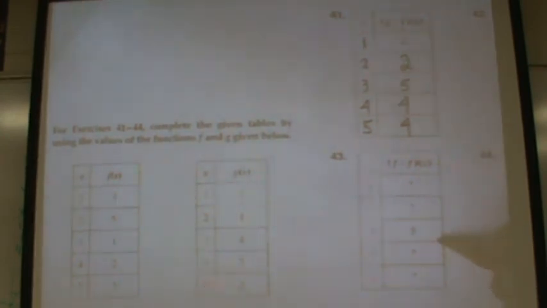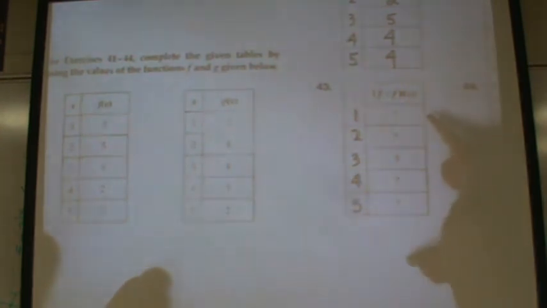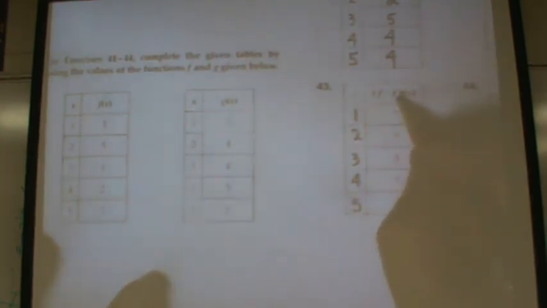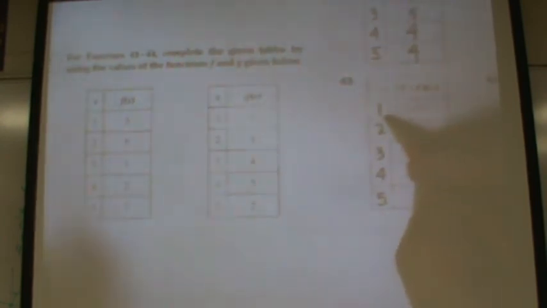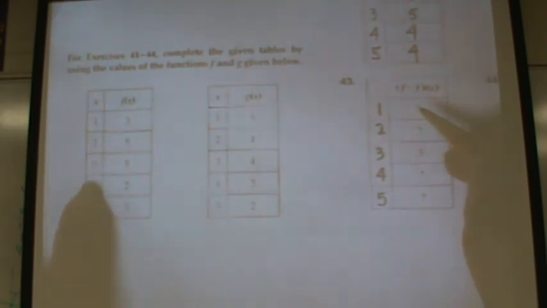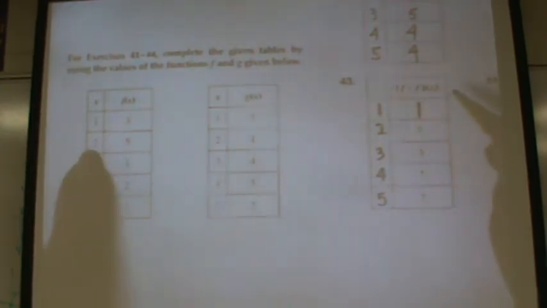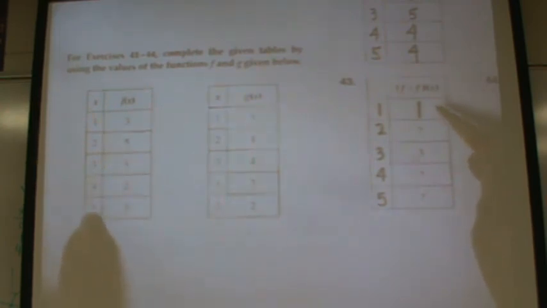We're going to move down to 43. This is saying f of f of x, and the numbers are 1, 2, 3, 4, 5. So we're going to plug 1 into the f function, and then the result goes back into the f function. So if you plug 1 into the f function, you get a 3, and then 3 into the f function, you get a 1. 2 into f, you get a 5, and then 5, you get a 3.